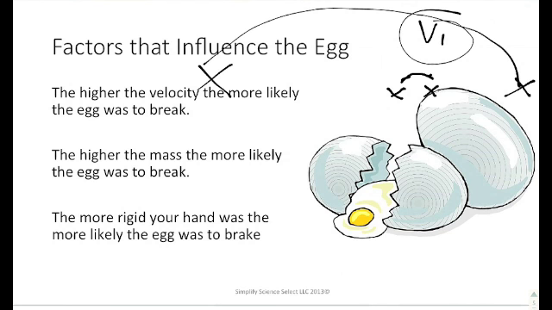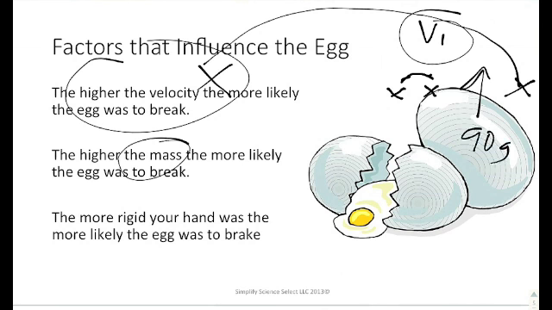And as a result, the higher the velocity, the more likely the egg was to break. Another factor that you really couldn't control in this particular lab was that the higher the mass, the more likely it was to break. So if I were to give you a jumbo egg with a greater mass of something like 90 grams, it is much more likely to break than a medium egg, which is somewhere around 50 grams, just because of its sheer mass.